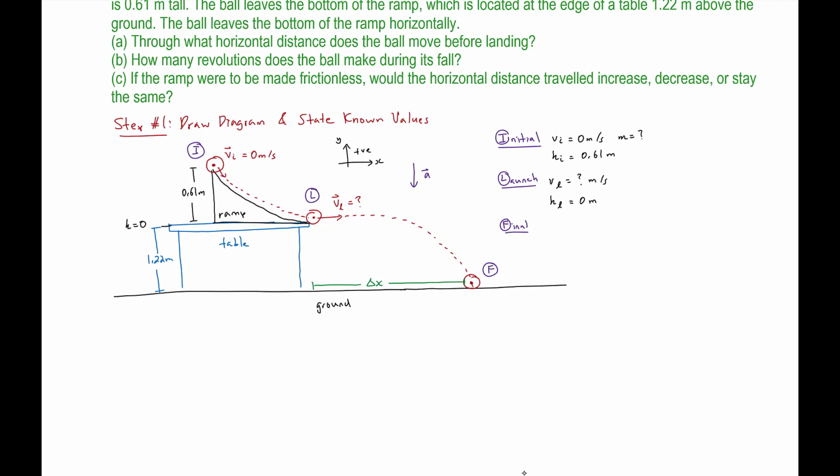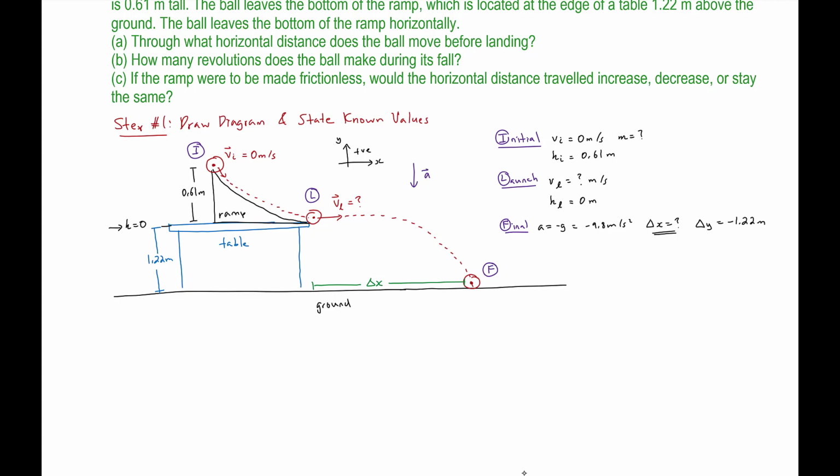Then we have our final stage. We have acceleration equal to negative g, which is equal to minus 9.8 meters per second squared. We don't know what delta x is, and that's what we're trying to find. And we know that delta y is equal to negative 1.22 meters because we've set our 0 at the table's height.